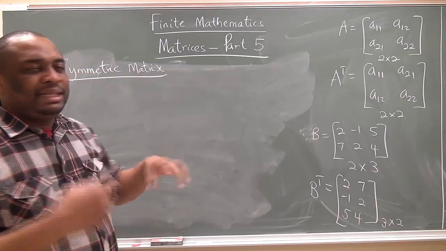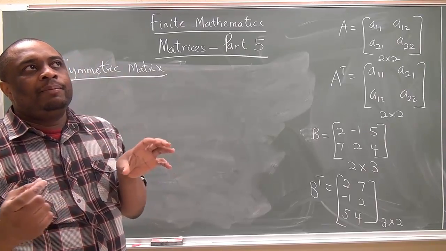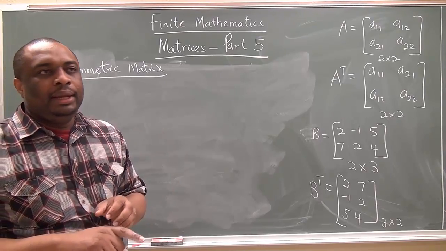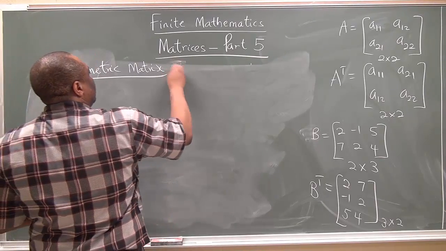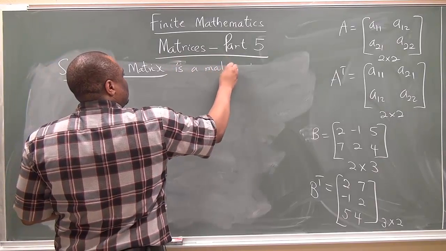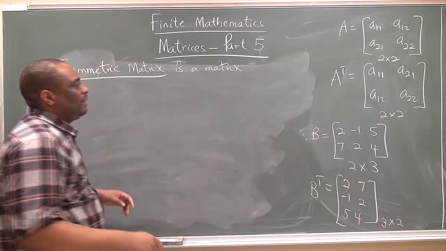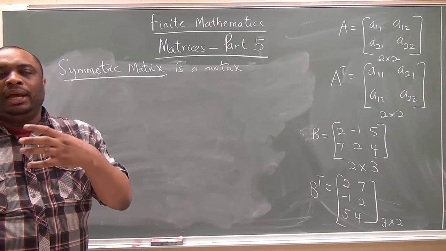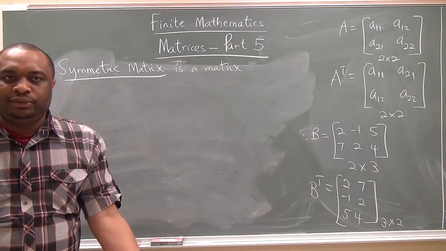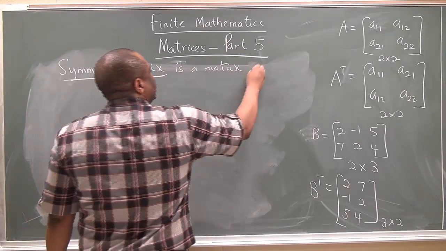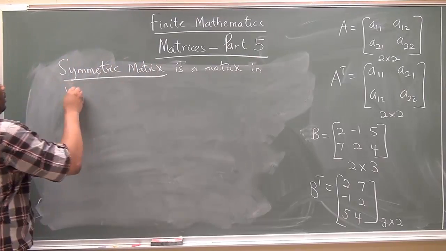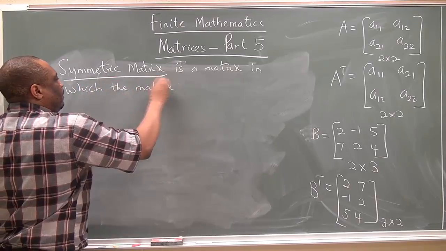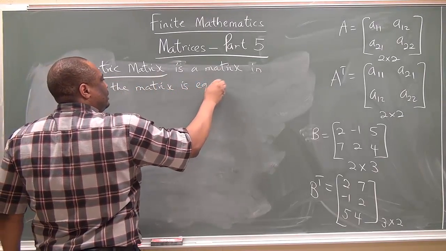A symmetric matrix is a matrix in which the matrix is equal to its transpose. Of course, because the matrix is equal to the transpose, that means it will be a square matrix, in which the matrix is equal to its transpose.